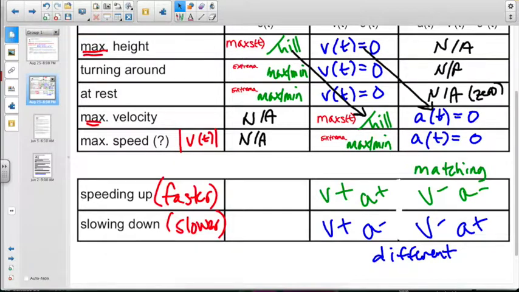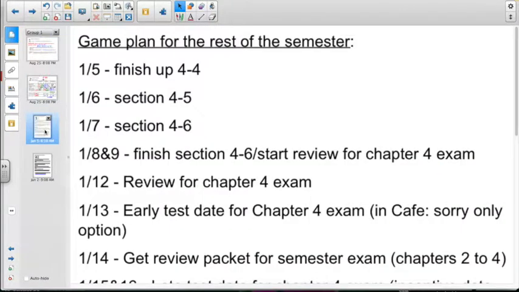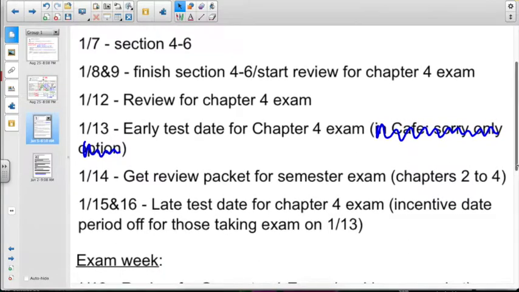I know I have CAF there, but we actually can't use the Commons for that, so I'll have to find a home for us. I'm not sure we can use the library either because we're MAP testing next week. That early test date will be based on your completion of your proficiency checks. So we'll have another proficiency check for section 4.5 and 4.6. Those will be the big three. As your name goes up there, you know you're checked off. I haven't checked off people yet since break, so I have to update that.